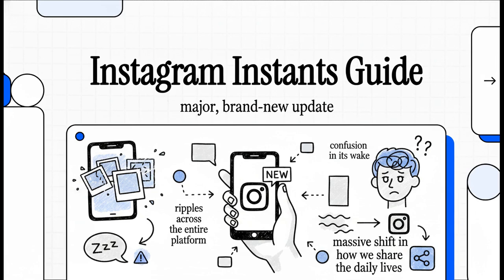If your phone has been buzzing literally nonstop lately with confusing new DM notifications, or if you've been seeing your friends share these weird, disappearing photos out of absolutely nowhere, you are definitely not alone. Instagram just dropped a massive, brand new update that is sending ripples across the entire app, and honestly, it's causing a fair bit of confusion. We're talking about a major shift in how we share our daily lives online. So today, we're bringing you the complete explainer on this massive feature drop.